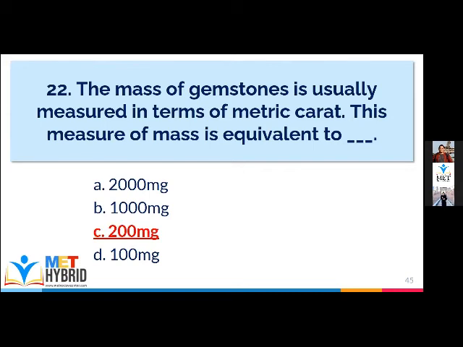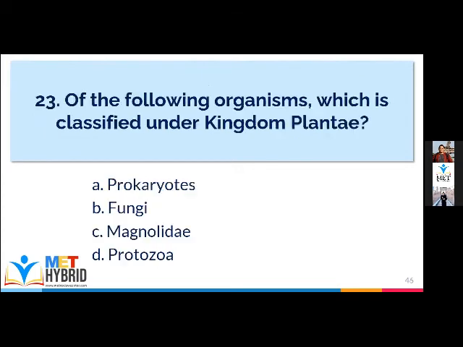Okay. So next, we have question 23. Of the following organisms, which is classified under kingdom Plantae? A, prokaryotes, B, fungi, C, magnoliae, D, protozoa. So which one is not familiar to you? Usually that's not the correct answer, no? So for letter C, you have magnoliae. These are actually under the kingdom Plantae.